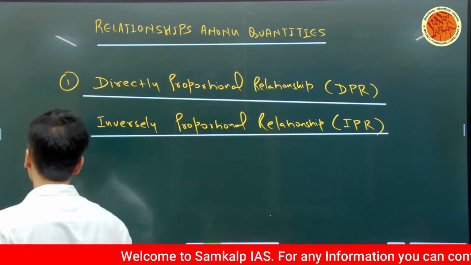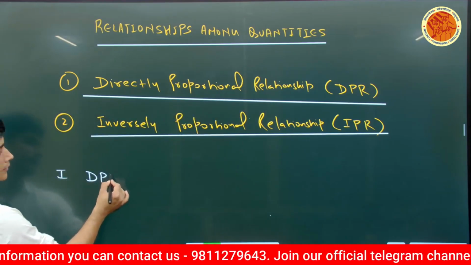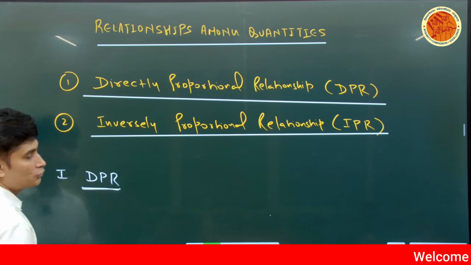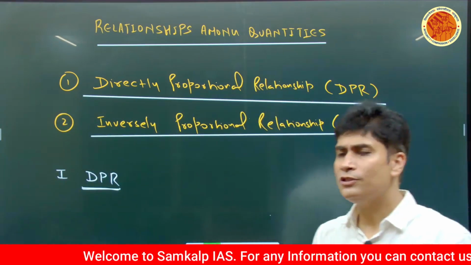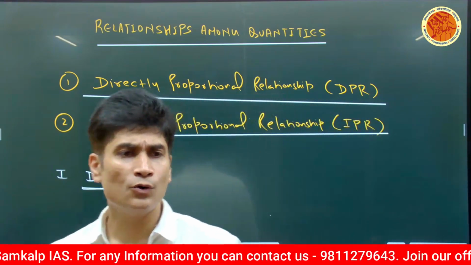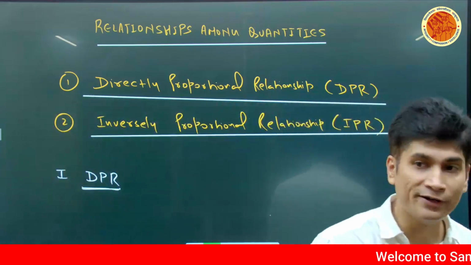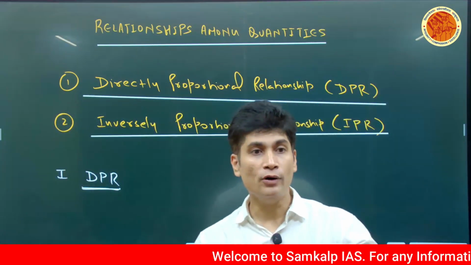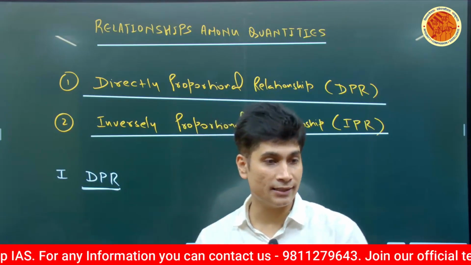DPR is directly proportional relationship. First one, directly proportional relationship. So my question is, directly proportional relation means we have two quantities. So if one quantity increases, there will be a corresponding increase in another quantity.